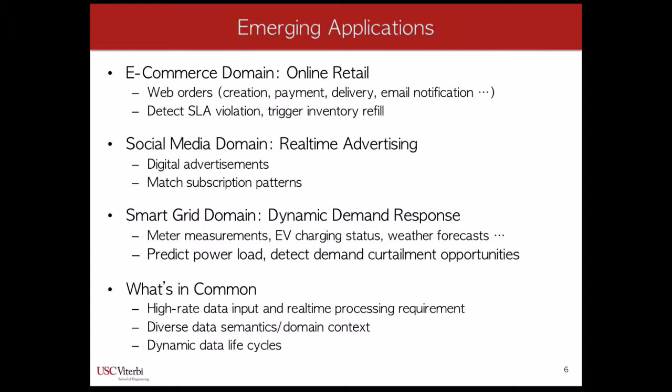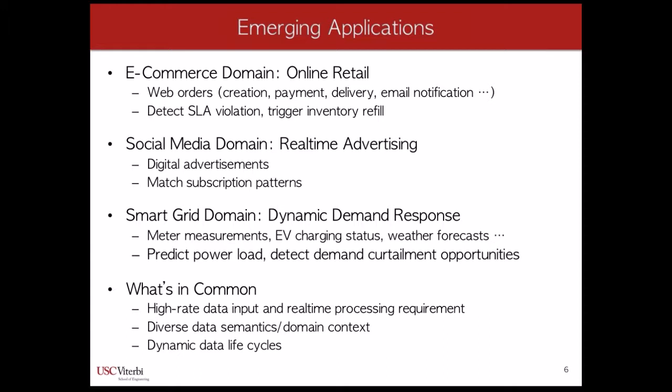Also, we have applications in the smart grid domain, like dynamic demand response, which leverages real-time meter measurements, weather forecasts, and EV charging status, combining all this kind of data to predict the power load and detect demand curtailment opportunities in real time. To summarize these applications, what they have in common is a high-rate data input and a real-time processing requirement. Basically, they want to take actions with fast response.